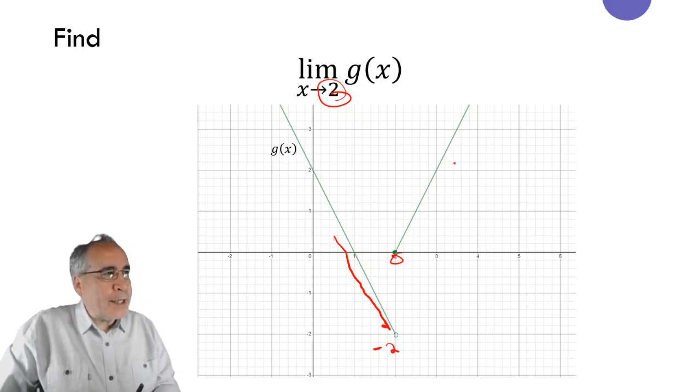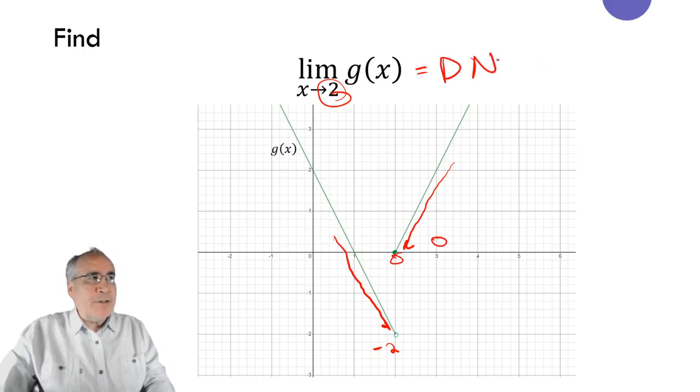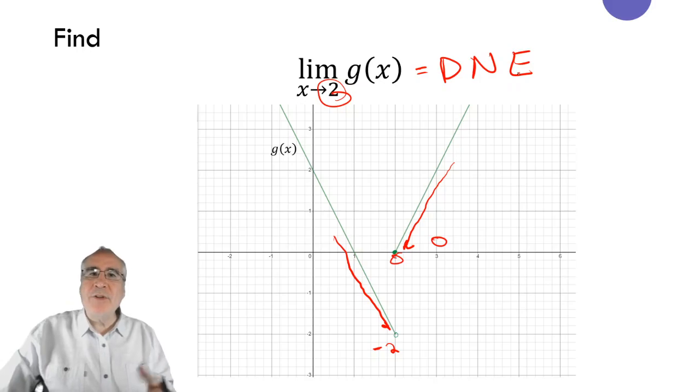Coming from the right, again, we follow along the graph. We get a closed circle, but it doesn't really matter. We're looking at what we are getting close to. The y value that we're getting close to from the right is actually 0. So we get a right limit of 0, a left limit of -2. They're not the same. And so what do we say about the limit as a whole? It does not exist. There is no limit.